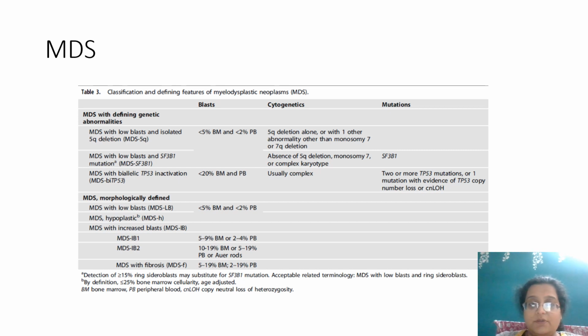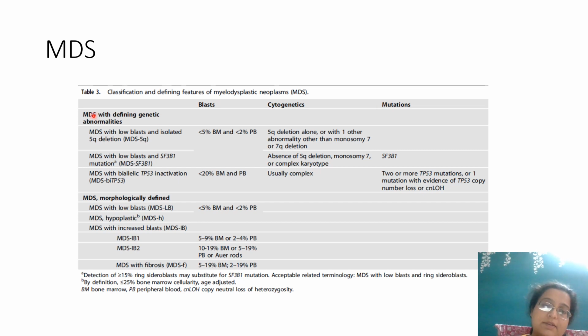So I feel that is why we will take time in discussing MDS. I'll break it up into really short lectures, so that every time I come, it's a very short injection of, okay, this is MDS, and then we can go back and revise the next time I upload. All right. So MDS, here you see again blast, cytogenetics, and mutations.